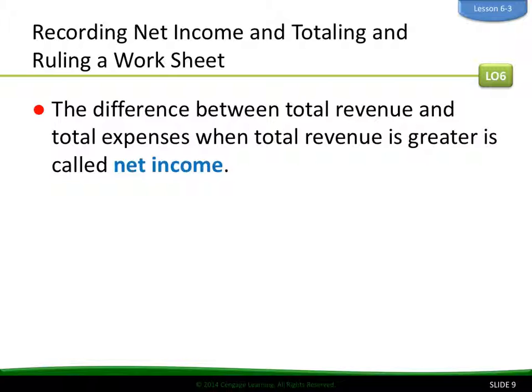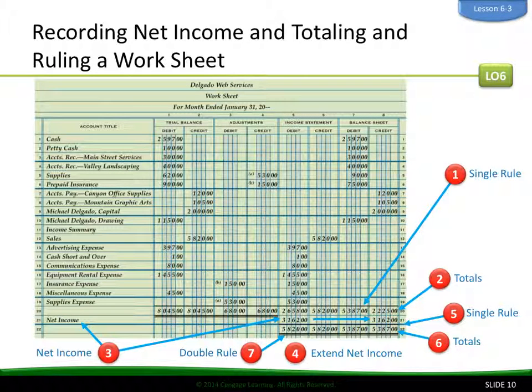Recording net income and totaling a ruling worksheet. Okay, this was the most confusing part for me. I had to do it a few times before I really got the hang of it. So the difference between total revenue and total expenses when total revenue is greater is called a net income. Okay, we made more money than we spent. That's a good thing. So we have filled in everything from this point up. Okay, all of this we just filled in. Trust me, we just did it.